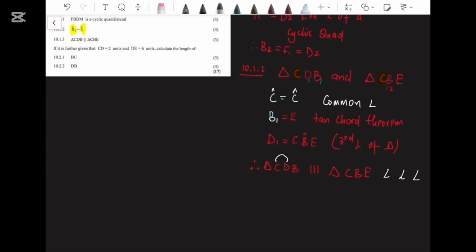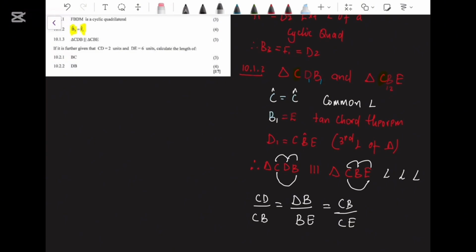So, for example, CD over CB is always equal to DB over BE, which is equal to CB over CE. Okay, let's move to the next question.